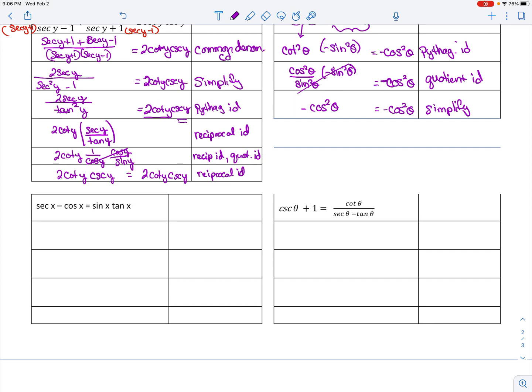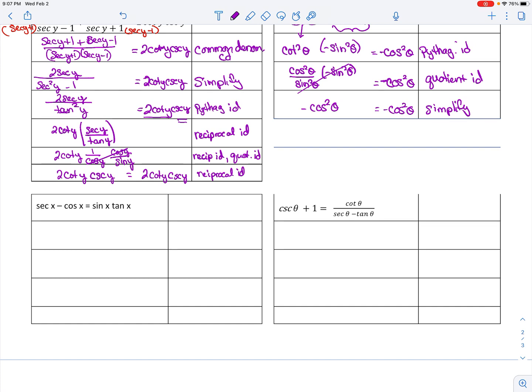All right, two last examples. The next one says, let's take the secant of x minus the cosine of x and make it equal to the sine of x times the tangent of x. So you could debate whether subtracting is more complicated than multiplying. I would say, yeah, most likely your subtraction problem could be considered more complicated than multiplying because we can do a little bit more with this. So you could work either way. Let's start with the left side and see if we can make it look like the right side.